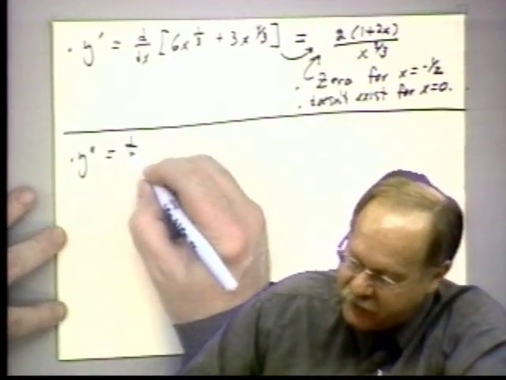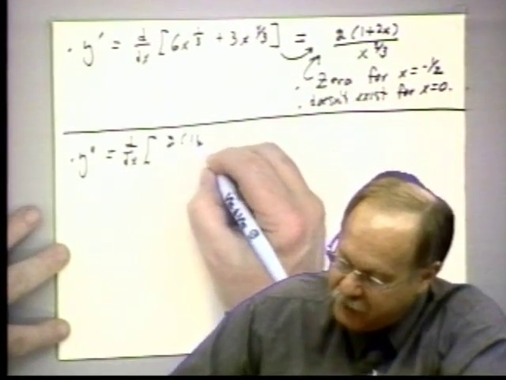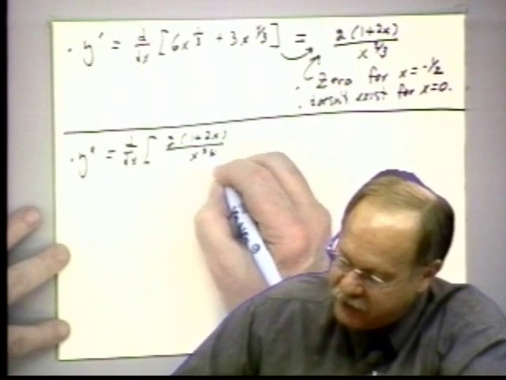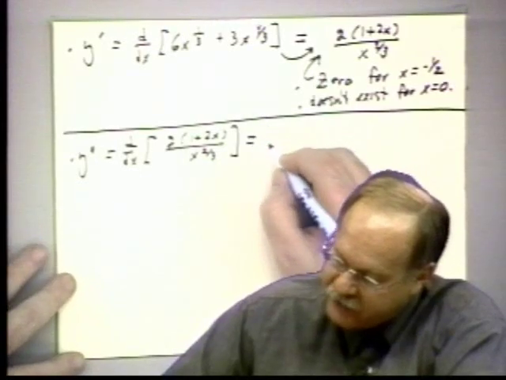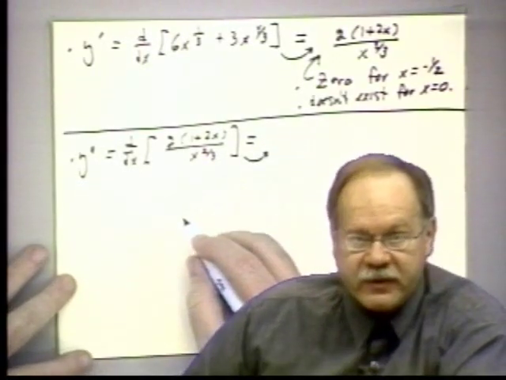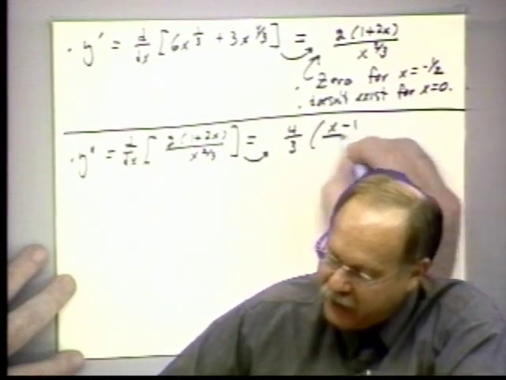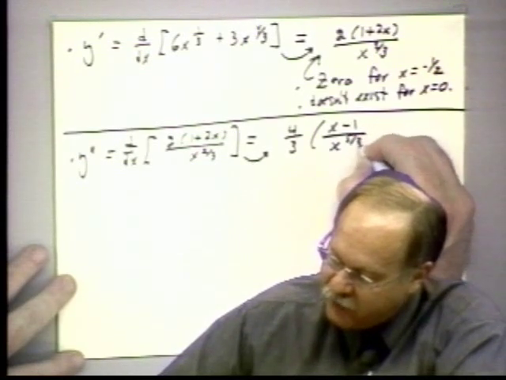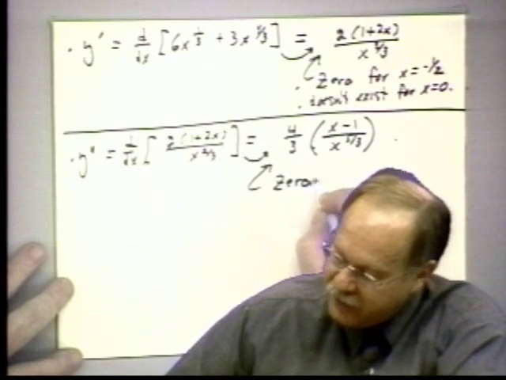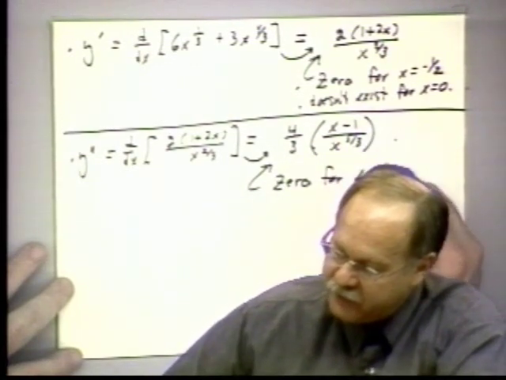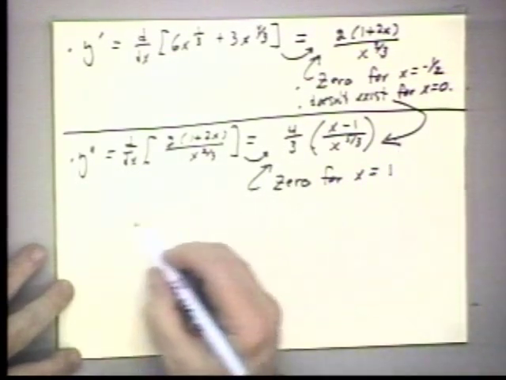The second derivative is when I take the derivative of this expression here, 2 times 1 plus 2x over x to the 2/3. If I then work that out and simplify it again, I'm going to leave out the steps. You can check that on your own. What you should end up with is 4/3 times x minus 1 over x to the 5/3 power. Now this expression here is 0 for whenever the top is 0, which is going to be when x is equal to 1. And again, I'll just mark it here. This doesn't exist for x equals 0 either.